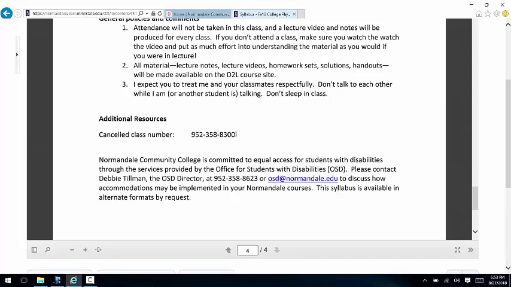If I ever have to cancel class, I'll put something on D2L. So if you check that every day, you'll know. That doesn't happen very often. I am going to cancel class the Wednesday before Thanksgiving, the day before Thanksgiving. So you can count on that now. But if anything else comes up, look on D2L.